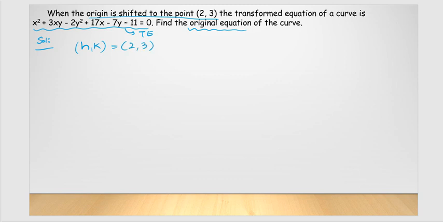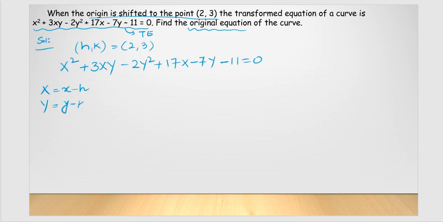Next he has given the transformed equation, no? So we need to write in a particular way, right? Since it is a transformed equation, it is better to write in capital letters, right? Capital X square plus 3 capital X capital Y minus 2 capital Y square plus 17 capital X minus 7 capital Y minus 11 is equal to 0. Now we need to find out capital X and capital Y in terms of small x and small y, right? So what is the formula? Capital X is equal to small x minus h, capital Y is equal to small y minus k, right?